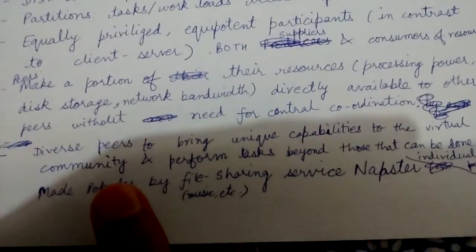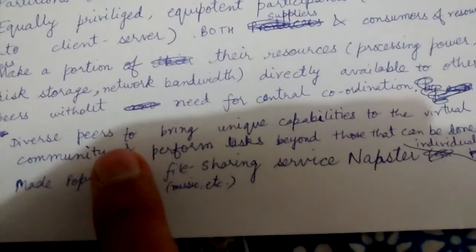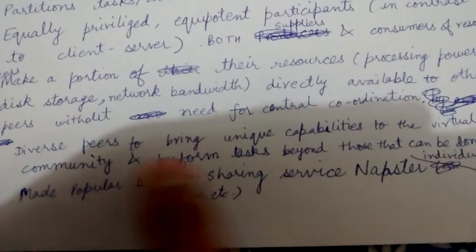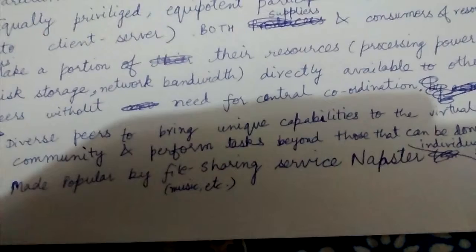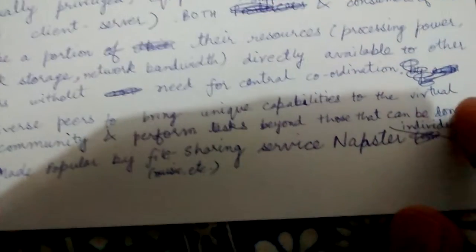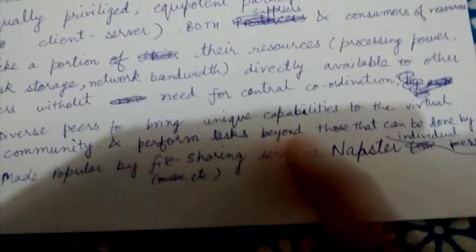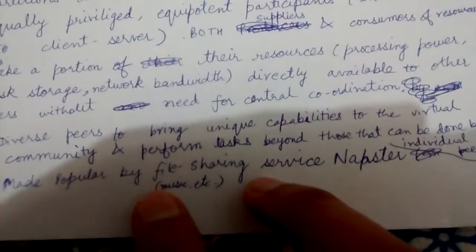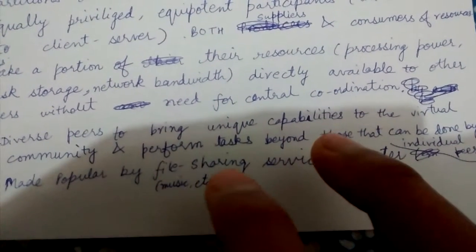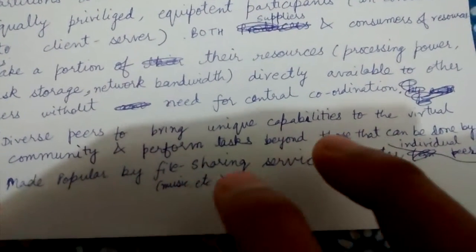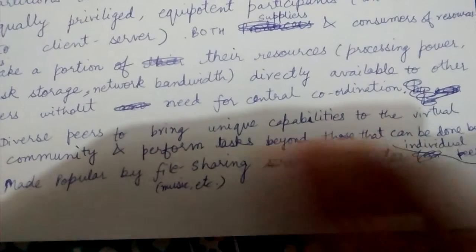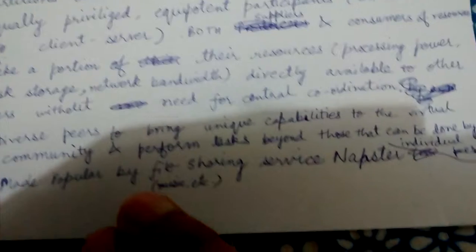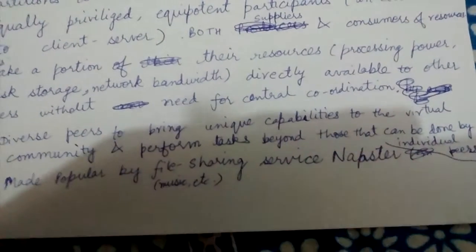Nowadays diverse peers are introduced in this architecture. So each of the peers has its unique capabilities so that the virtual community thus formed is able to perform tasks which are much beyond those which can be performed by a single node.